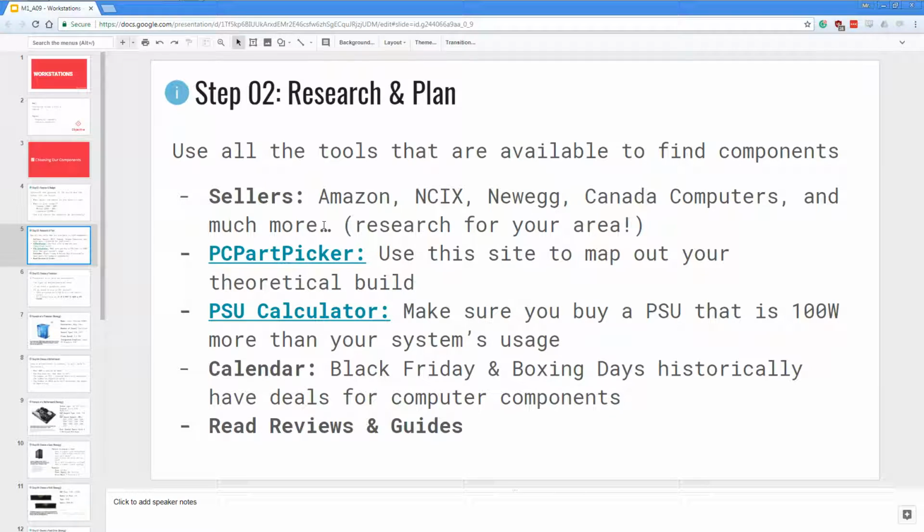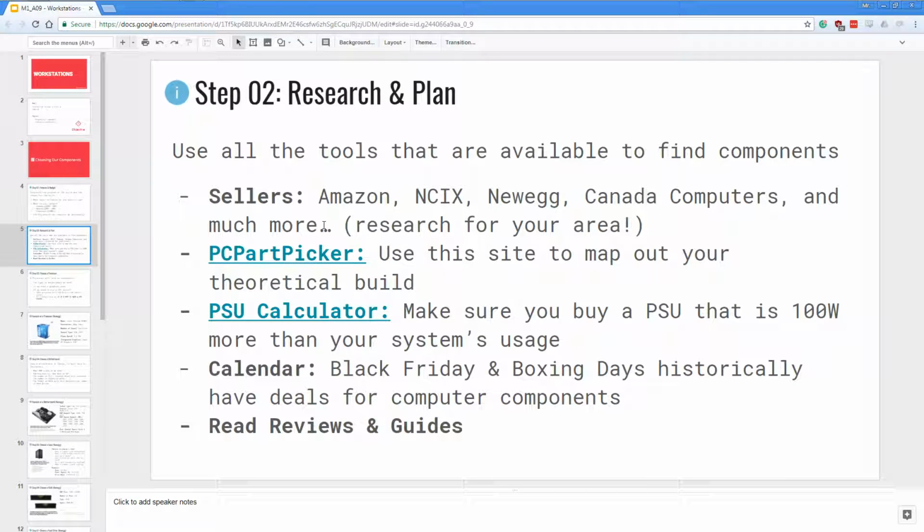Then you want to use something like PC Part Picker, where you get to map out your build theoretically and see how that would work in terms of pricing and whatnot. Also, you need a PSU calculator. Think back, all our components use a certain amount of wattage, so you want to have a PSU that can support that. Remember, you always want 100 watts more than your system's requirement.